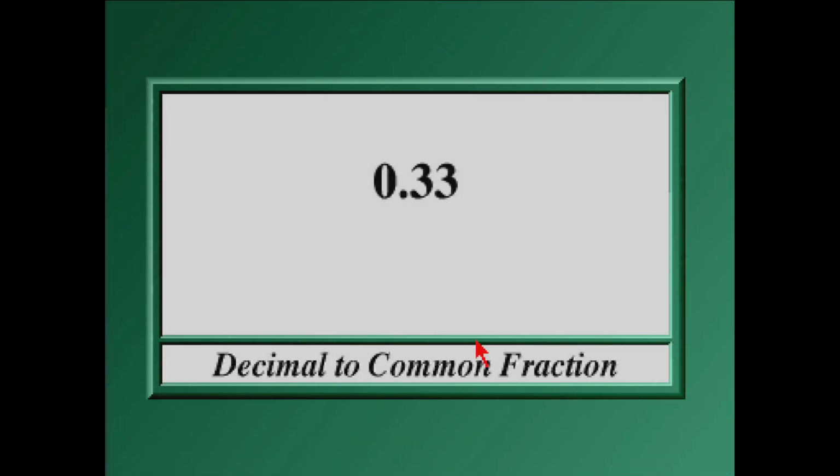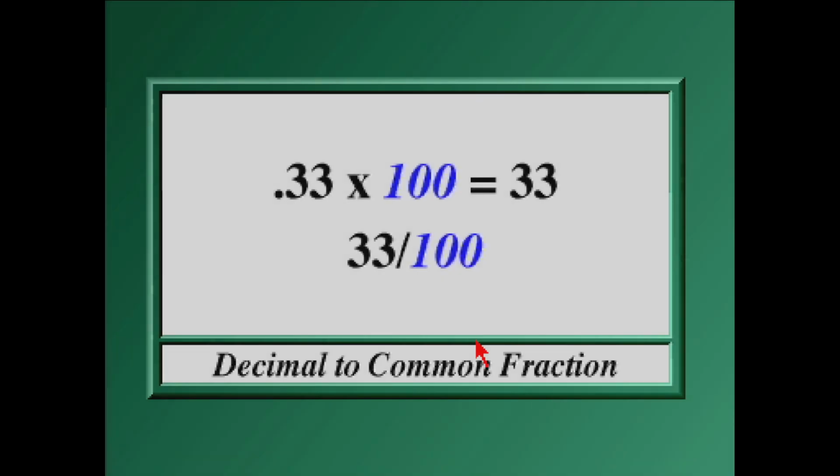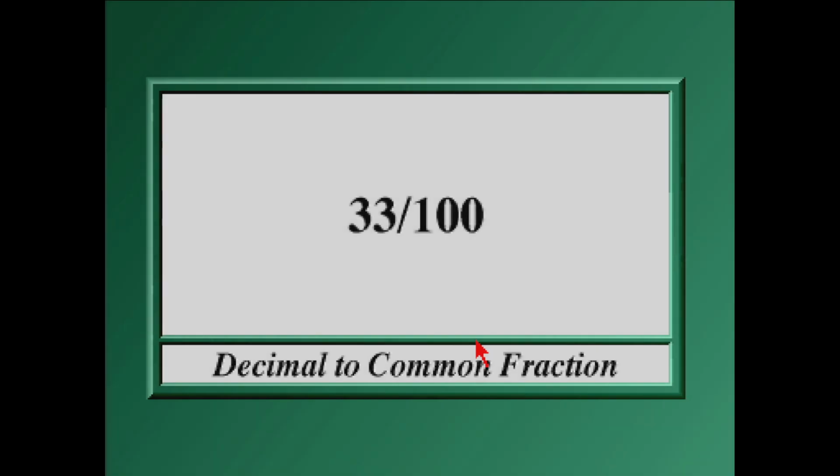Convert 0.33 to a common fraction. First, remove the decimal point by multiplying by 100. Write the indicated denominator, 100. Construct the fraction as 33 over 100. Since 33/100ths cannot be reduced, stop here. The common fraction is 33/100ths.